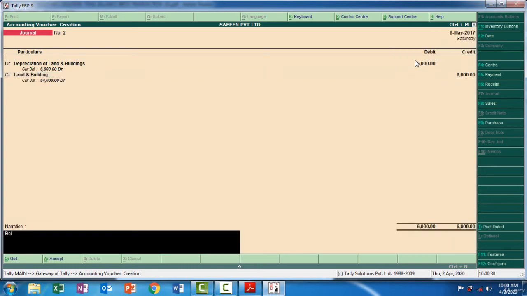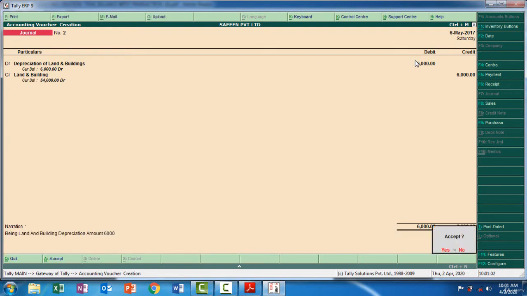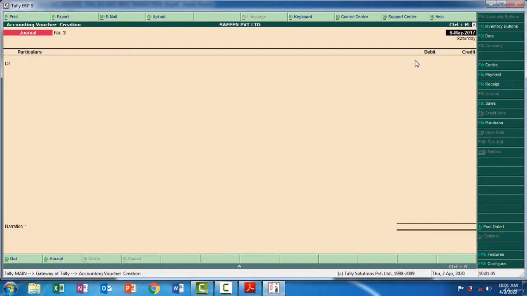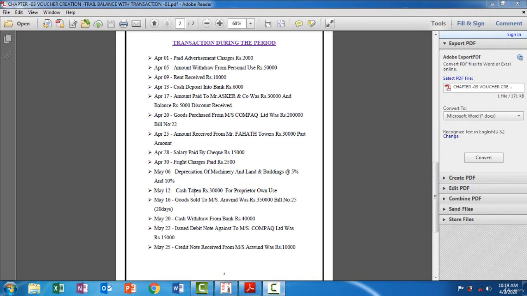The narration is land and building depreciation amount 6,000. Then accept, yes. The next one is May 12th, cash taken 30,000 for the proprietor's own use. It means drawing, it's cash going out of the company, so we have to use the payment voucher. So the double entry for the drawing is drawing account debit 30,000 and cash account credit 30,000.